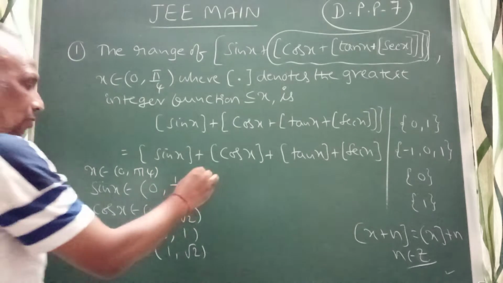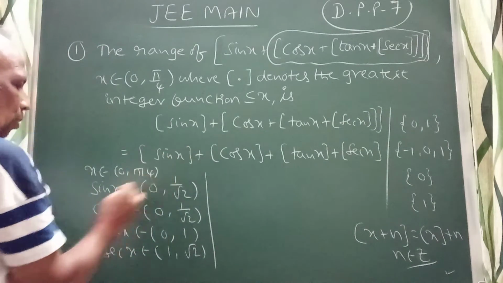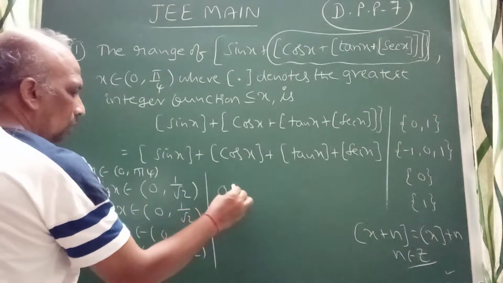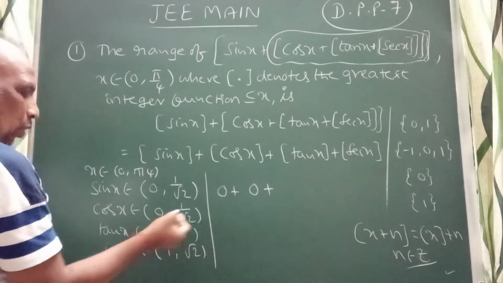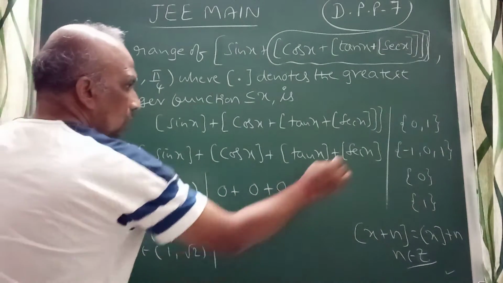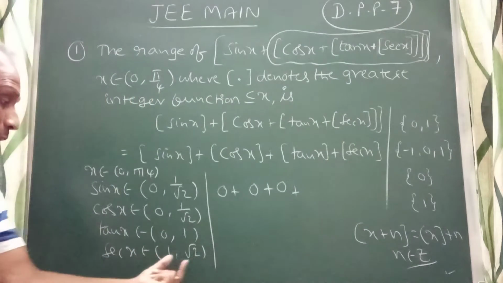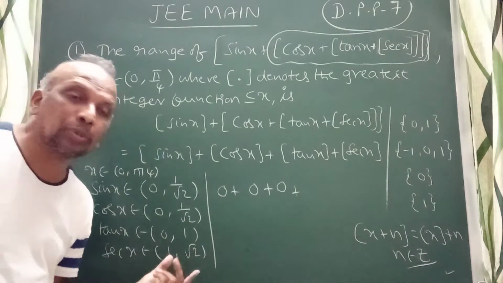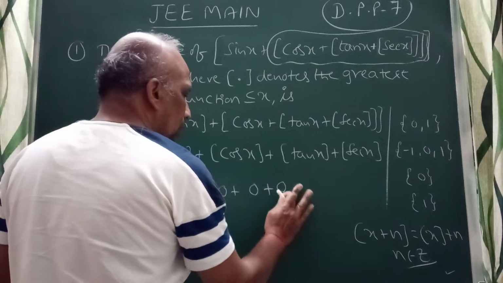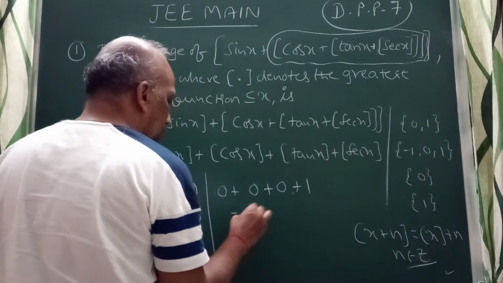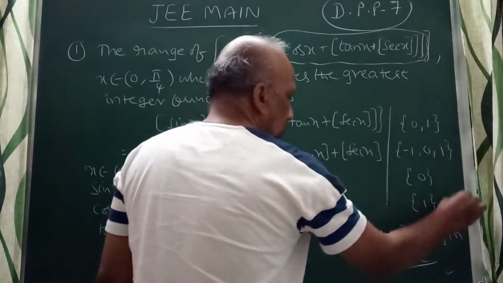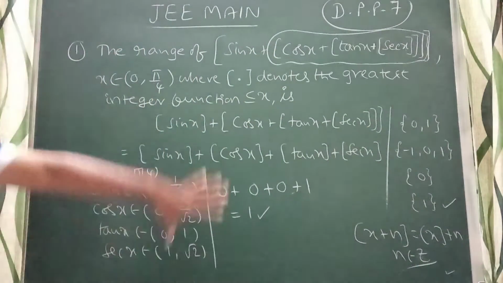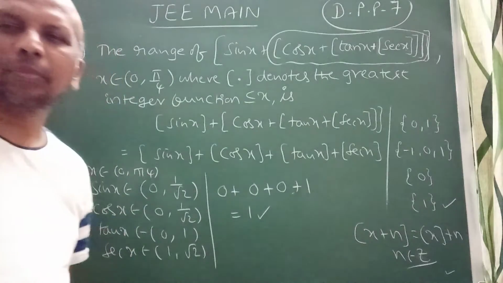Now if we consider the given function, step of sin x will be 0, step of cos x will be 0, step of tan x between 0 and 1 will be 0, and step of secant x, with the value between 1 and root 2, the unit step function is 1. So the answer is 1. The range of the given problem is singleton 1. So this is your answer.